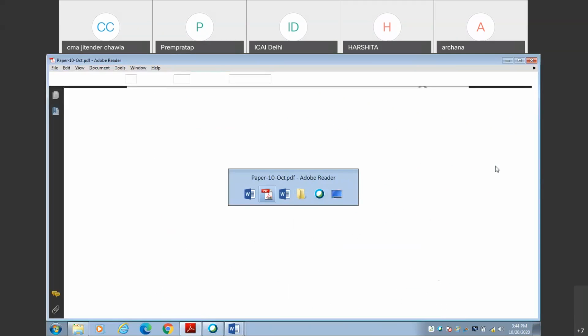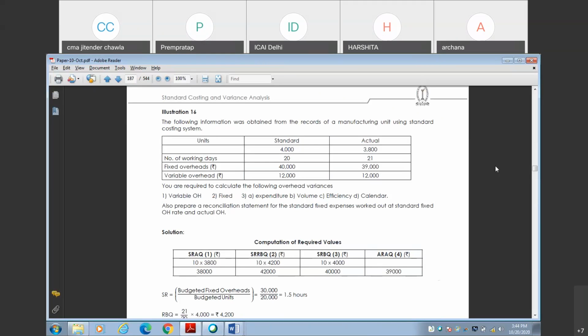Let me understand illustration 16. From question 16, you just check, one interesting thing comes to know. Variable overhead is introduced now. Am I right?